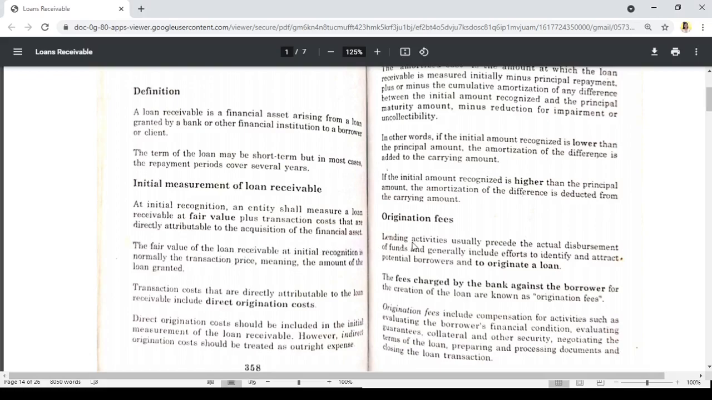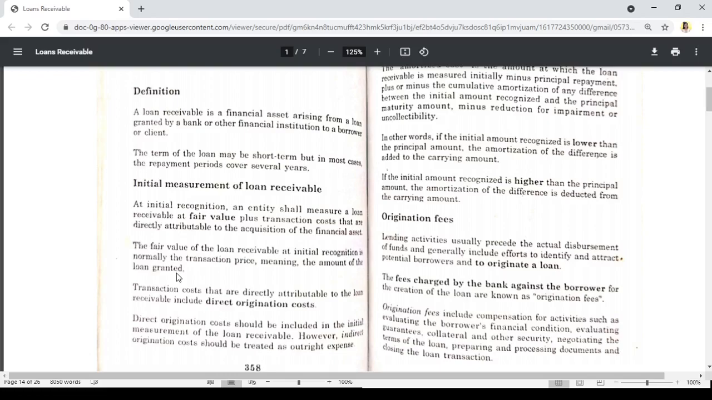According to the standard, at initial recognition, an entity shall measure a loan receivable at fair value plus transaction costs that are directly attributable to the acquisition of the financial asset. So, that would be fair value plus directly attributable transaction cost. What is the fair value? It is the transaction price or the amount of the loan granted. Now, what are transaction costs?